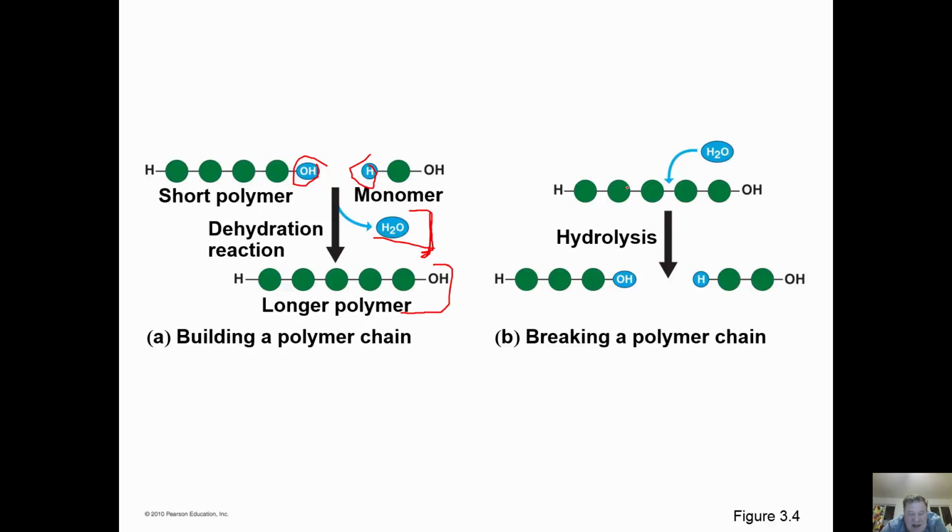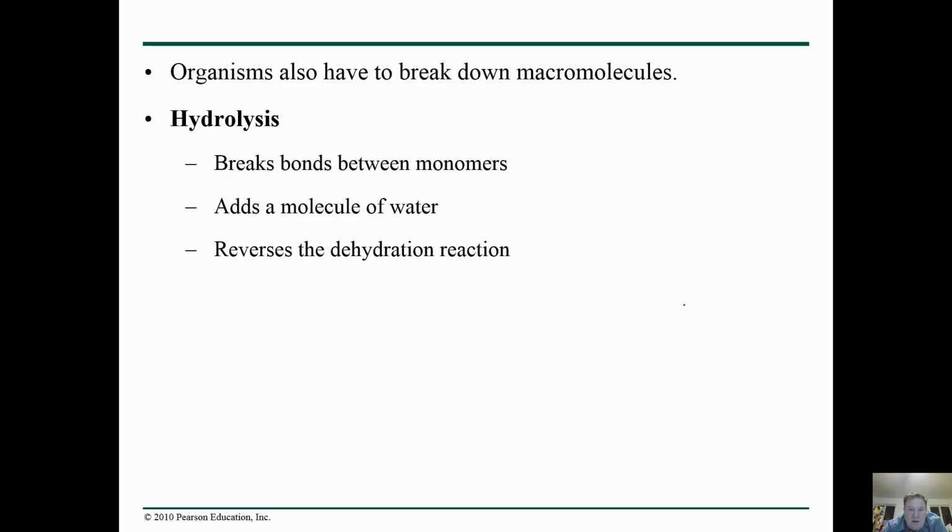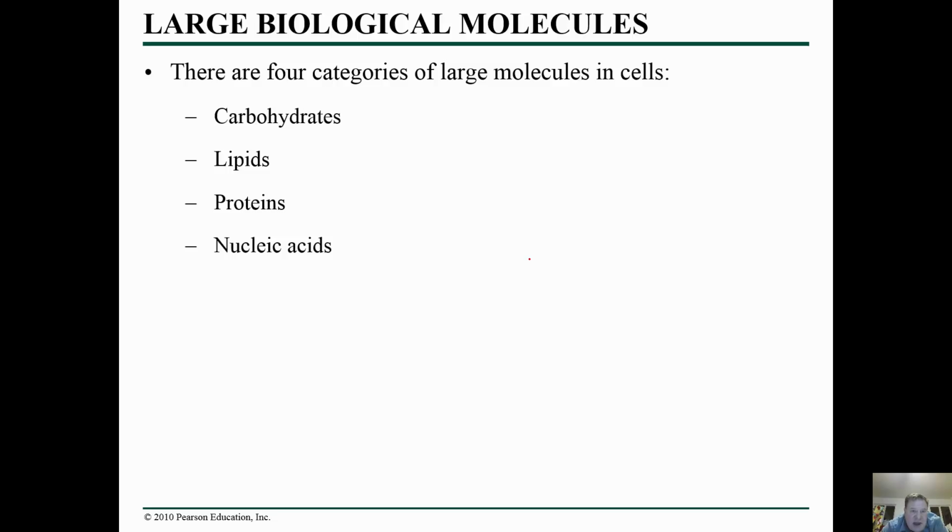Lastly, water is very important because in order to break these polymers apart in a process that we call hydrolysis, hydro meaning water, lysis meaning to break apart, we will add a hydroxyl group to one part of the polymer and we will add a hydrogen to the other part of the polymer, and that will safely break these chains. Again, know this, hydrolysis is where we break the bonds between monomers. It adds a molecule of water. It reverses the dehydration reaction.